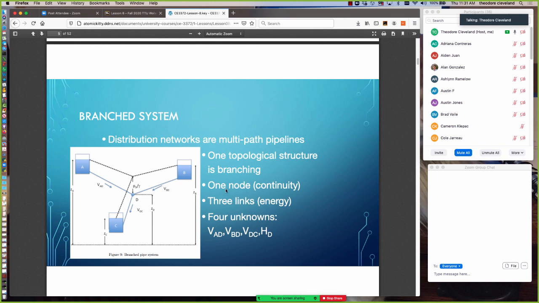And what we would get if this were a network that we wanted to analyze is we would find one node where we could write a single continuity equation. And we have three links, AD, BD, and DC. And for each link, we know we can get one energy equation. So we have a total of four equations, continuity plus three energy. And there are four unknowns, which are the velocities in each pipe and the head at this junction. So I've stated this as if I know what the head at reservoir B, A, and C are. And they're shown here as heights above a datum to the reservoir pool.